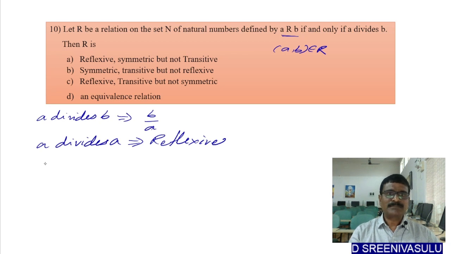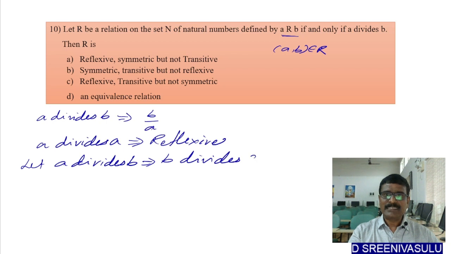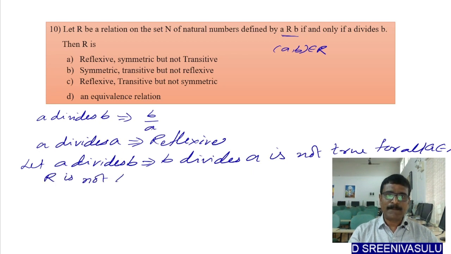We know that, let a divides b, which implies b divides a. This is not true for all a belongs to natural numbers. Therefore, R is not symmetric. R is not symmetric.